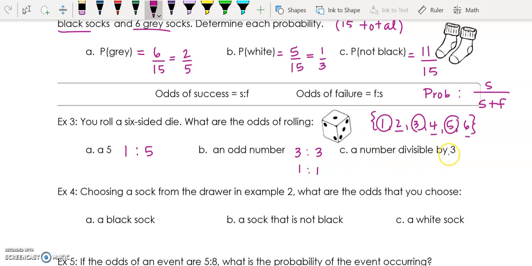And then numbers that are divisible by 3. So in this sample space, there are 2 numbers that are divisible by 3.